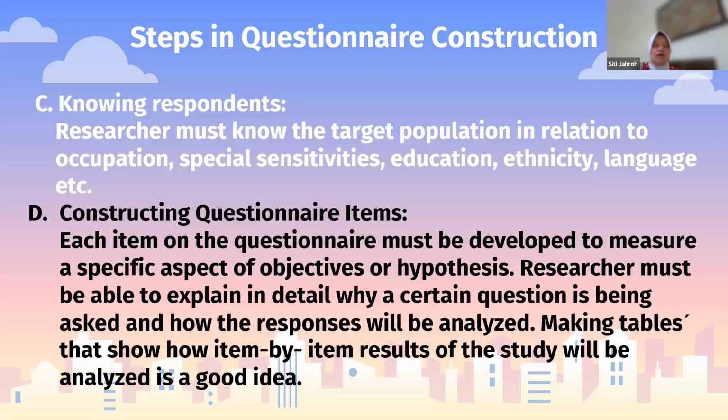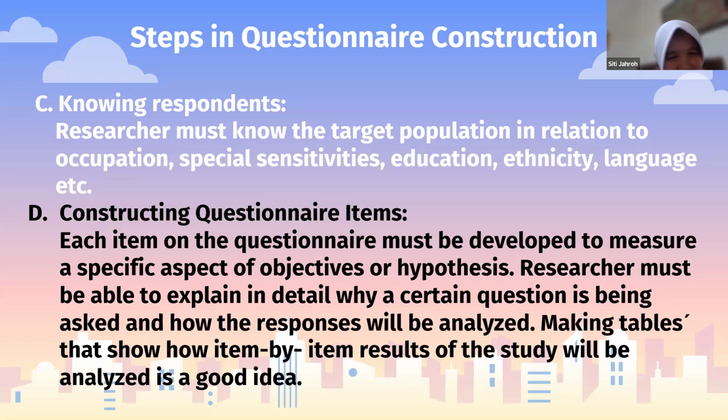And then the third part, knowing respondent. The researcher must know the target population in relation to occupation, special sensitivities, education, ethnicity, language, etc. It's important to know your respondent, especially if you conduct your research at different places. They have different areas, different ethnicities, different cultures, maybe different languages. So you should know your respondent.